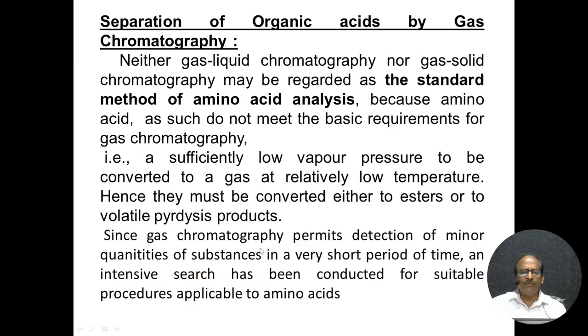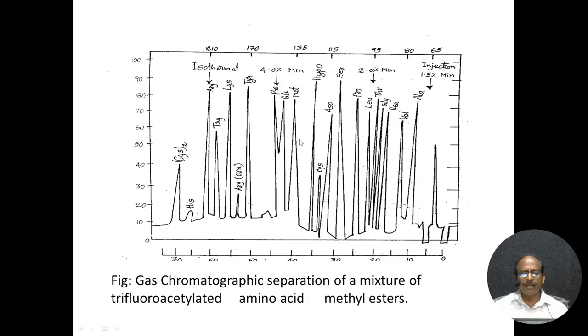What is the use of gas chromatography? There are a lot of uses. Organic acids are separated by using gas chromatography. Gas chromatography is a standard method for amino acid analysis. Most of the 12 amino acids are easily separated by this technique, using a mixture of the trifluoroacetylated amino acid methyl esters.